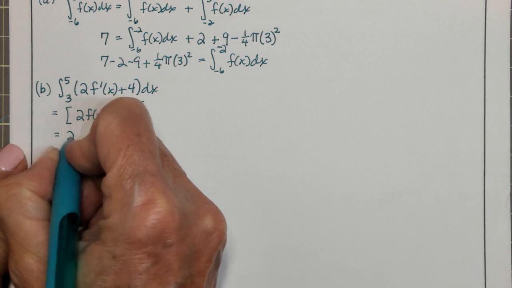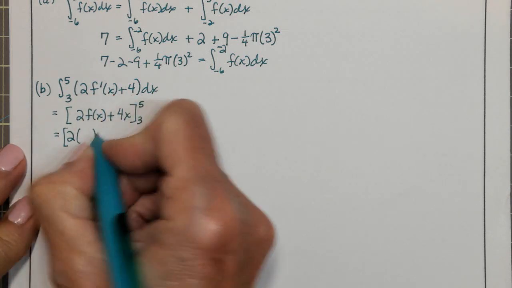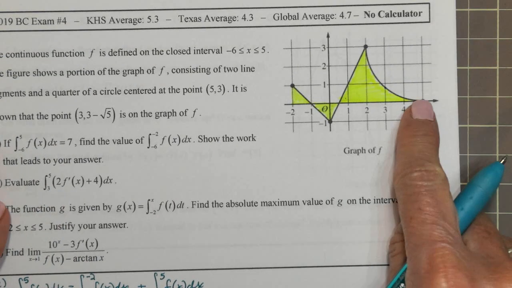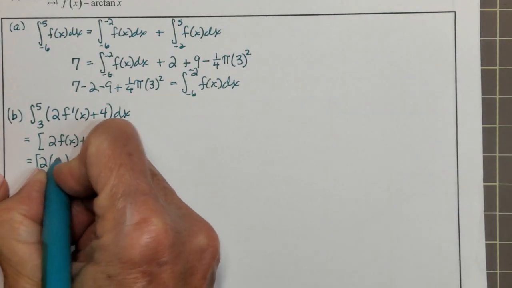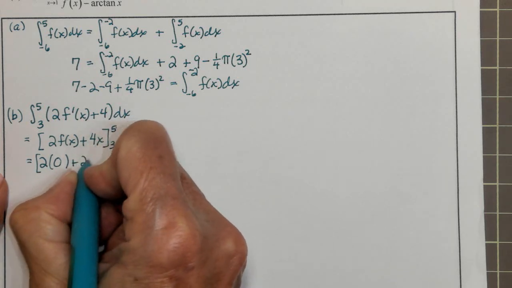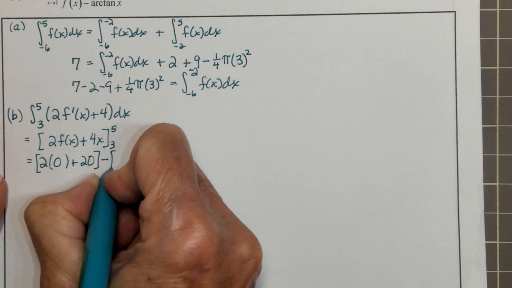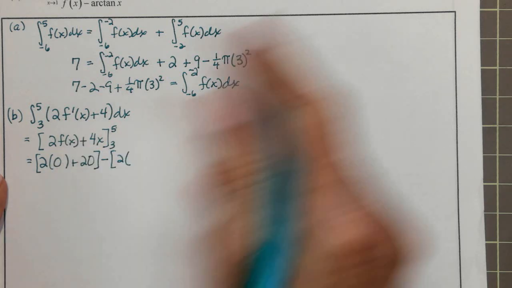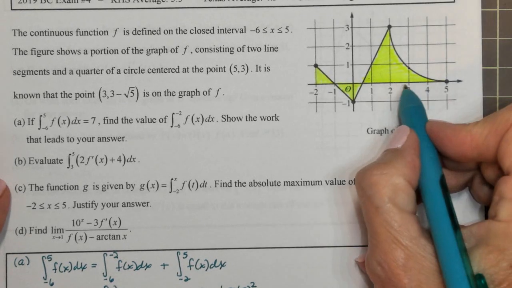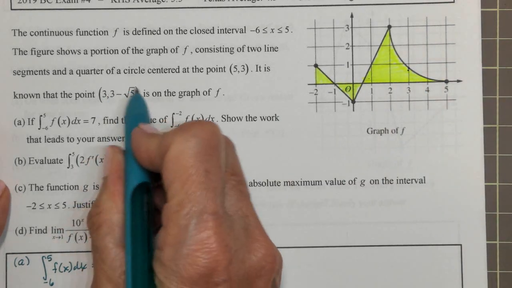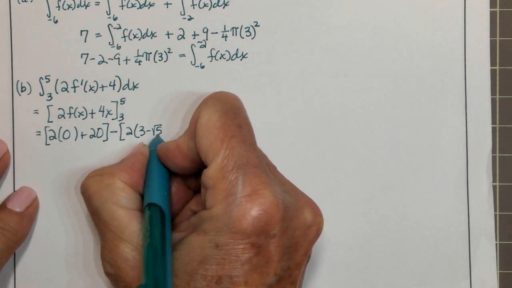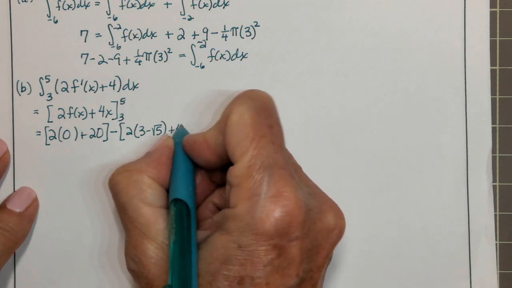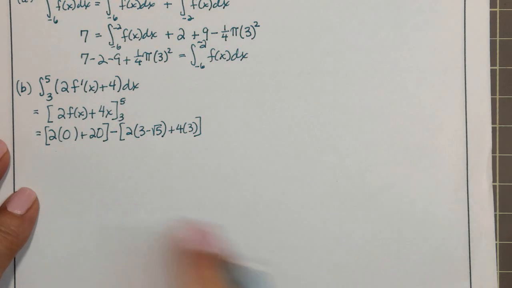So this is 2 times f of 5. What is f of 5? F of 5 is 0. That's the graph of f. F of 5 is 0. Plus 4 times 5, minus 2 f of 3. F of 3, that was that value that they gave us: 3 minus square root 5. Plus 4 times 3. And I'm done with part B.